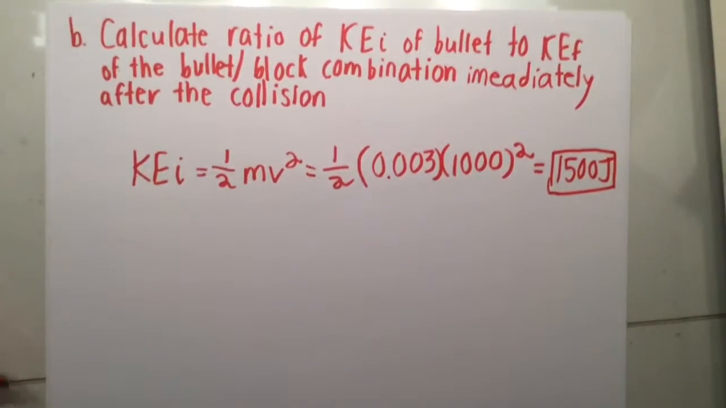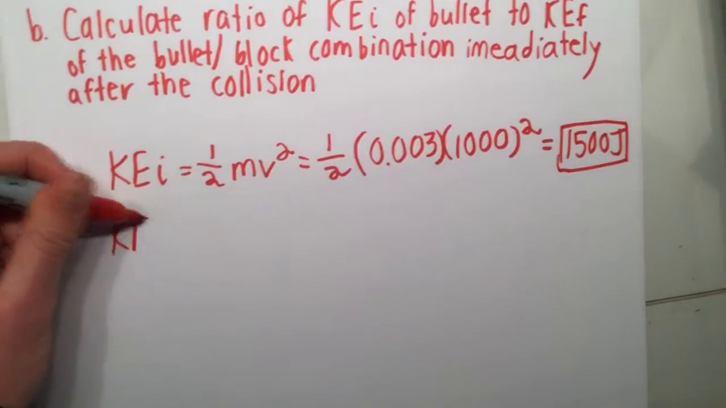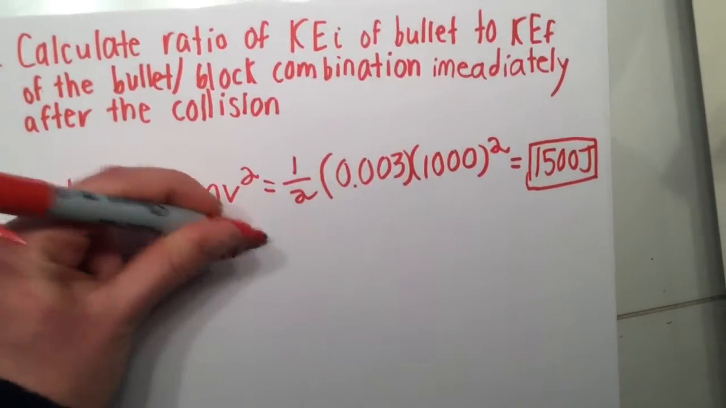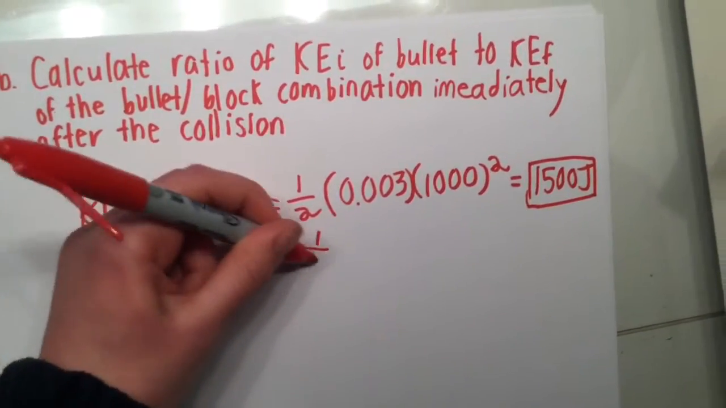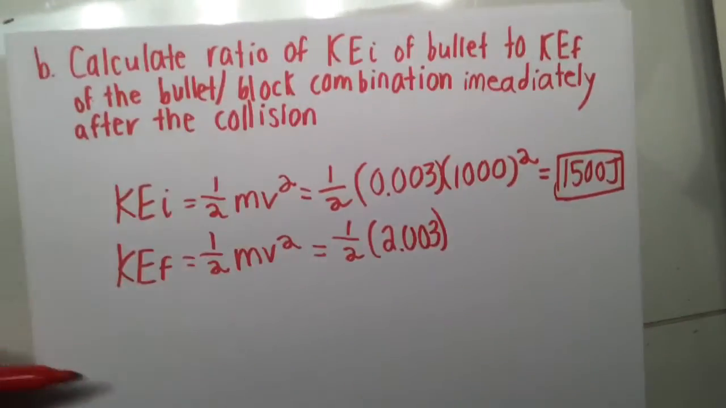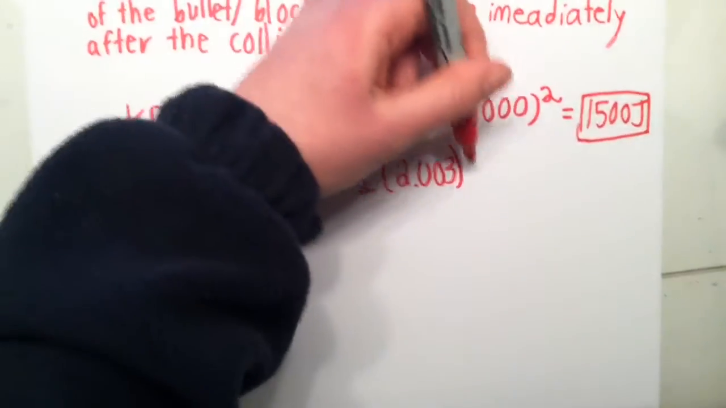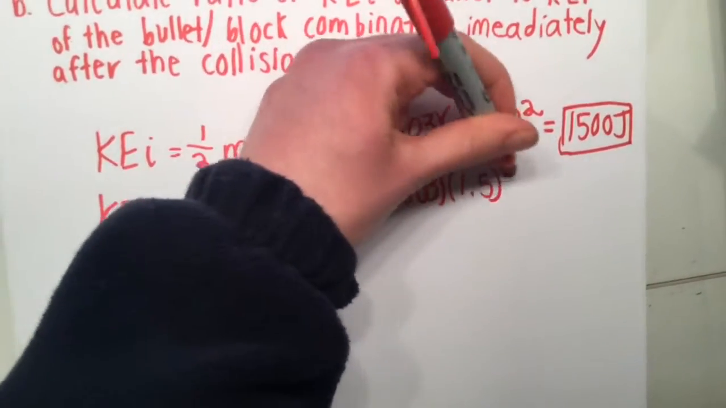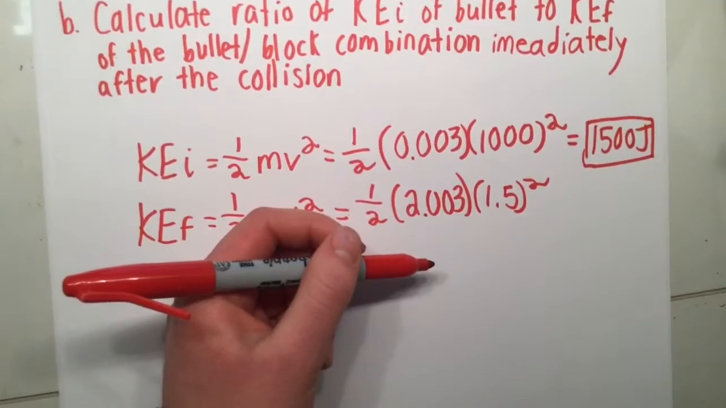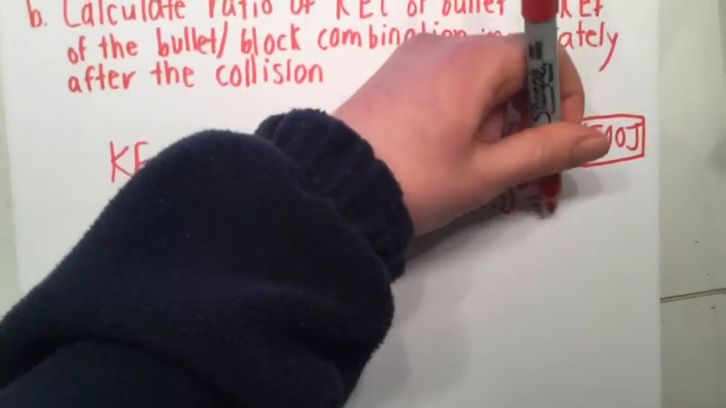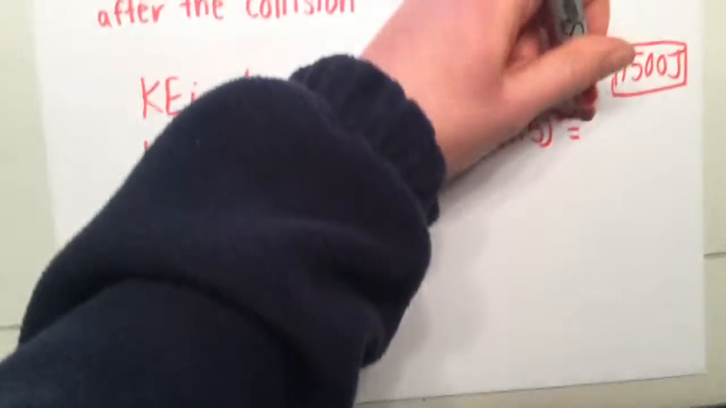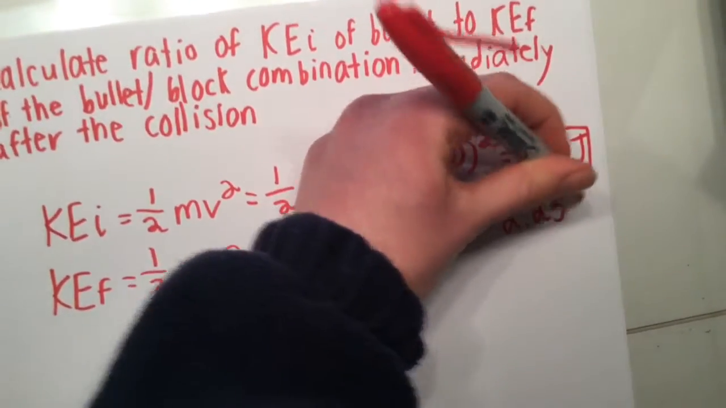Now we must find the final kinetic energy. So KE final is also equal to 1/2 m v squared, which equals 1/2 times 2.003, which is the total mass of the system, times 1.5 squared. This we found in part A as the final velocity, and by multiplying, we solve that the kinetic energy final is equal to 2.25 joules.